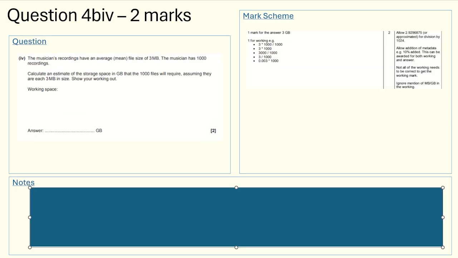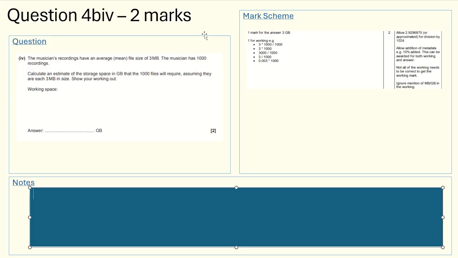Okay, question 4BIV kind of uses what you learned in the last question to try and solve this one, but it has an extra step in there. This question is worth 2 marks, and we get 1 mark here for showing our working out, and then 1 mark for putting in the correct answer. So it says the musician's recordings have an average or a mean file size of 3 megabytes. The musician has 1,000 recordings. Calculate an estimate of the storage space in gigabytes that the 1,000 files will require, assuming they are each 3 megabytes in size. Show your working out.